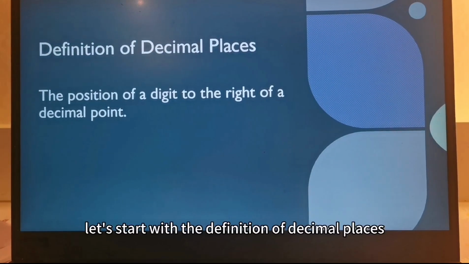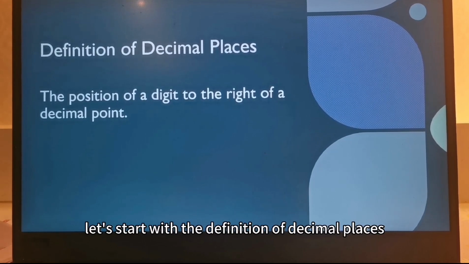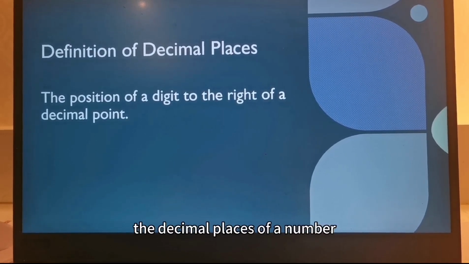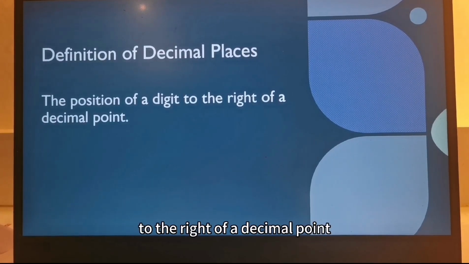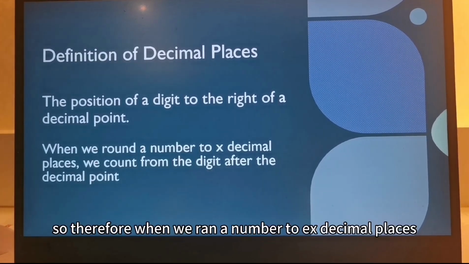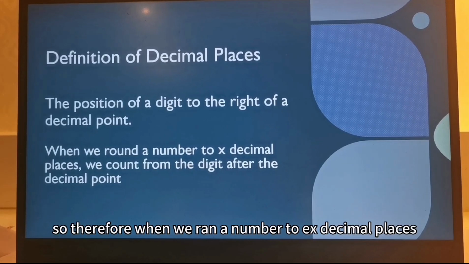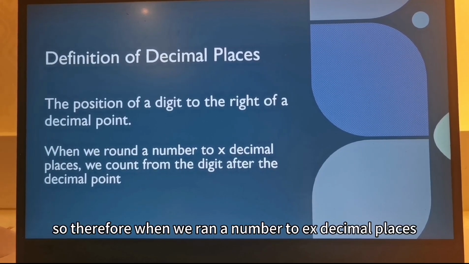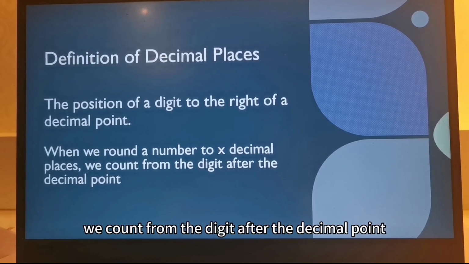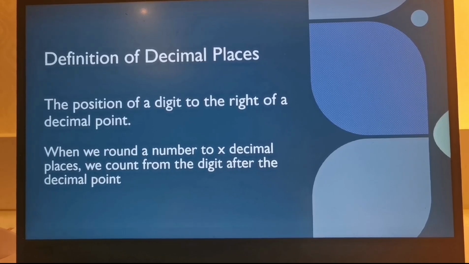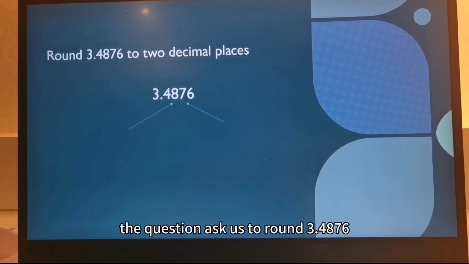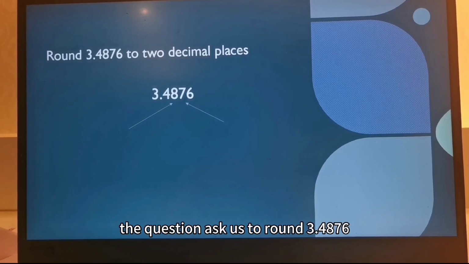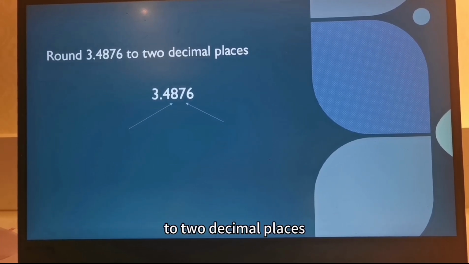First, let's start with the definition of decimal places. The decimal places of a number is the position of a digit to the right of a decimal point. Therefore, when we round a number to x decimal places, we count from the digit after the decimal point. Let's go straight into the example. The question asks us to round 3.4876 to 2 decimal places.